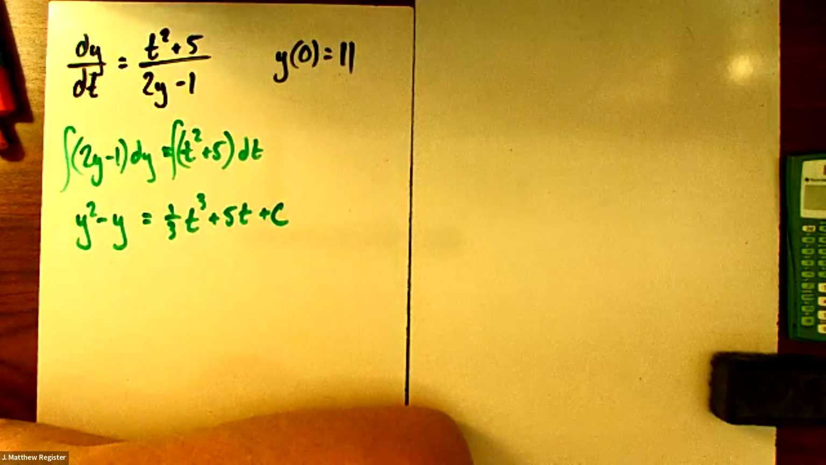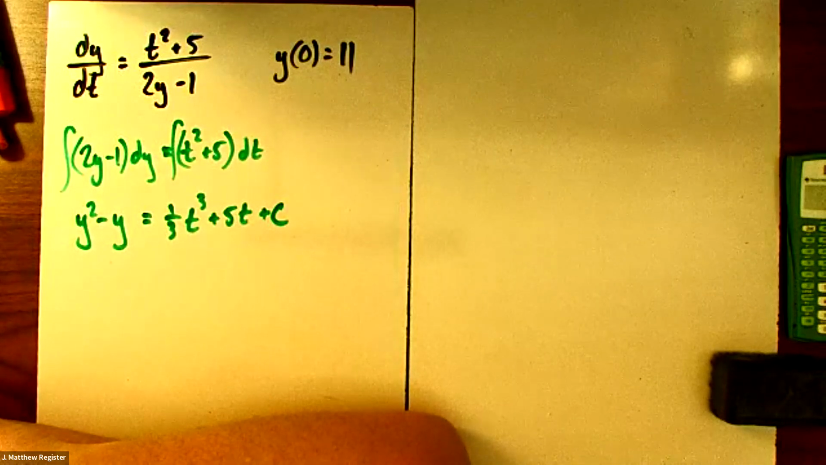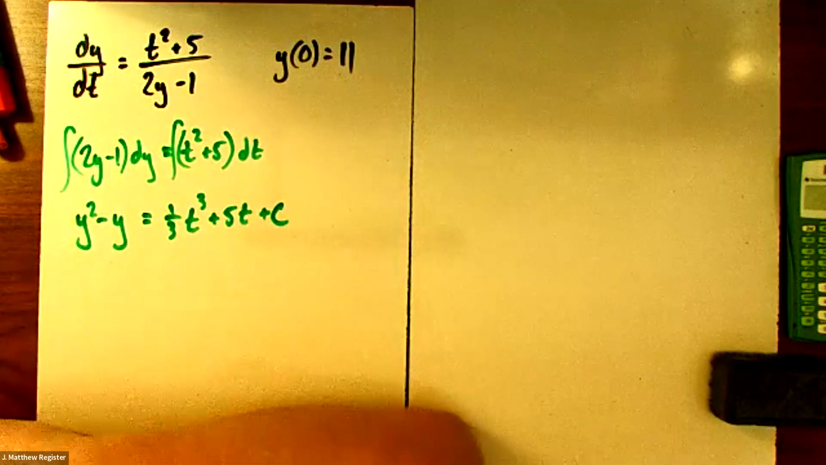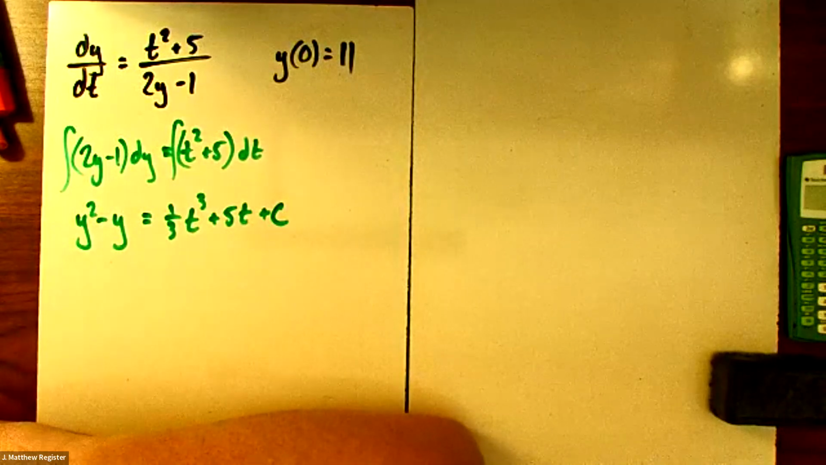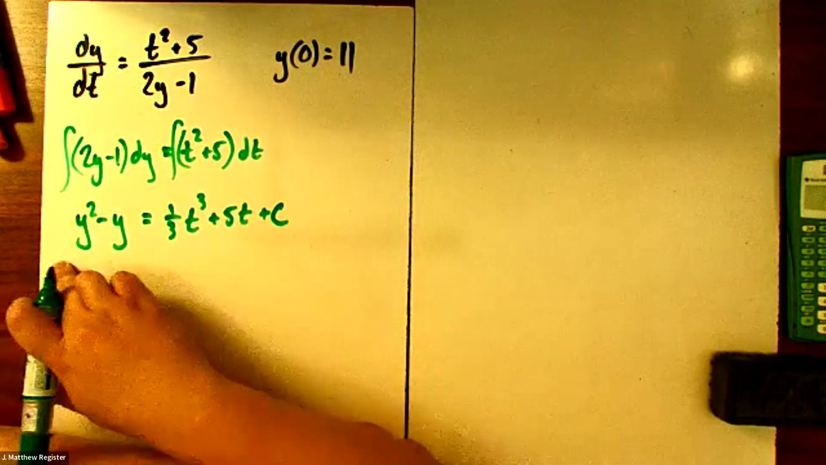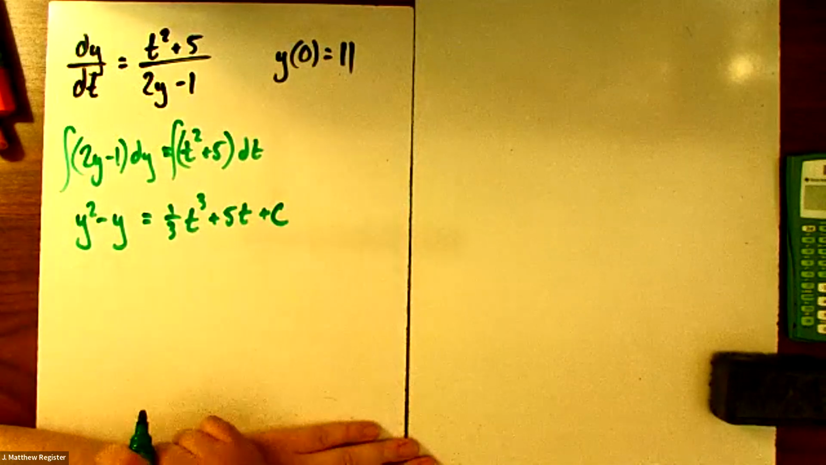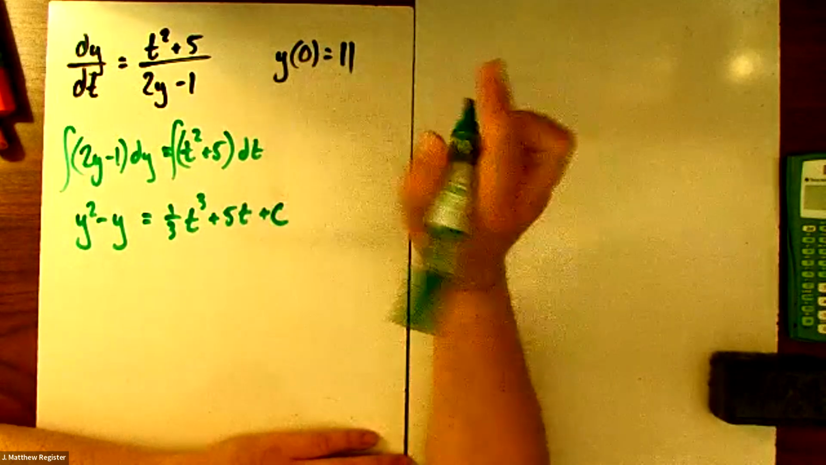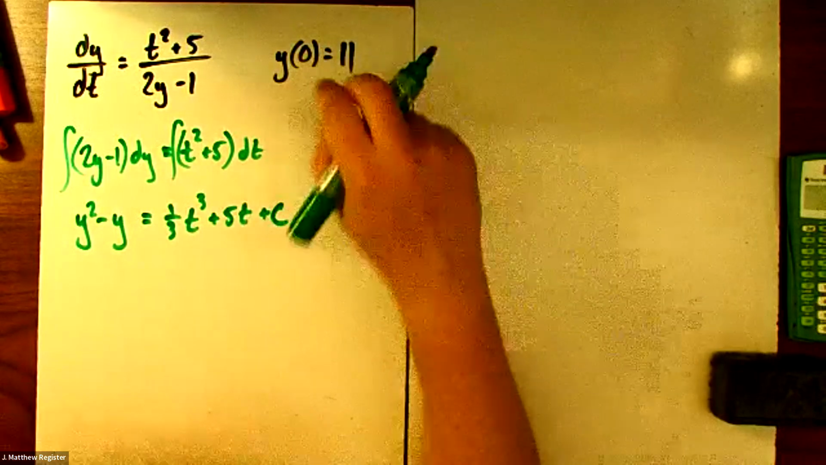Now, solving for y in this case is not going to be very practical. We could do it, but because it's a quadratic, we would end up getting pluses and minuses everywhere. And so we might just keep this equation as is and say that this is the general solution. But we can still figure out what the c value is because we have an initial condition.